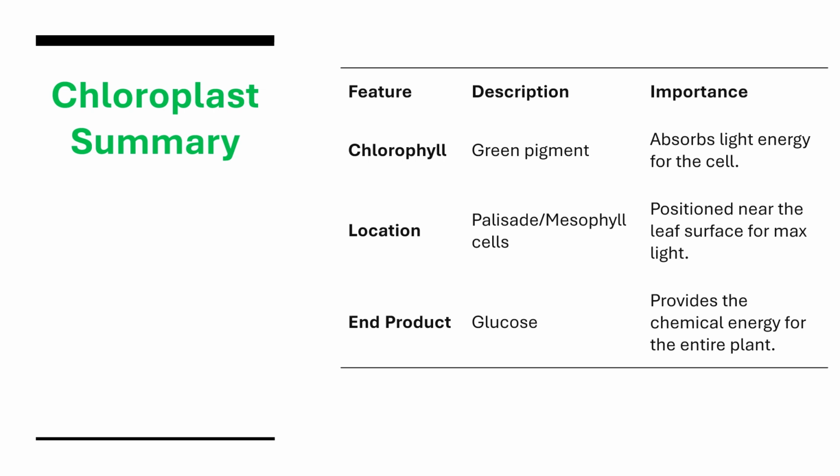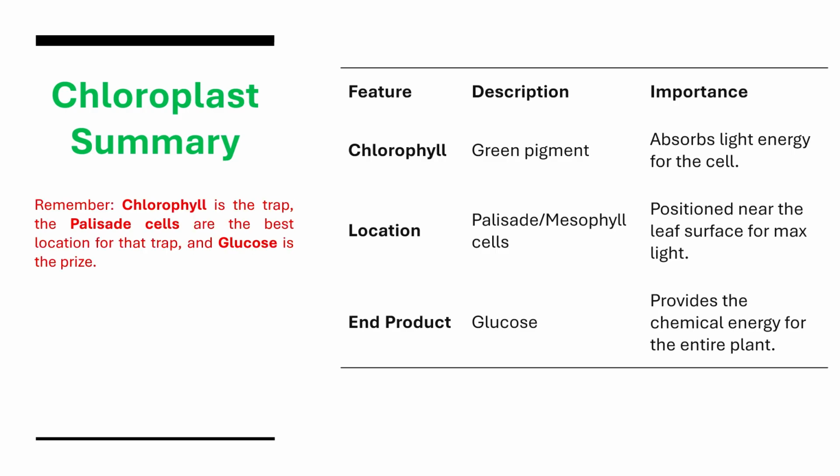Finally is the end product, which is the glucose. This is the ultimate goal of photosynthesis. Glucose provides the chemical energy that powers every single process in the plant, from growing new roots to producing flowers and fruits. But it is not just for the plant, because plants are at the base of the food chain. This glucose eventually provides the energy for every animal on earth, including us. So remember, chlorophyll is the trap, palisade cells are the best location for that trap, and glucose is the prize.